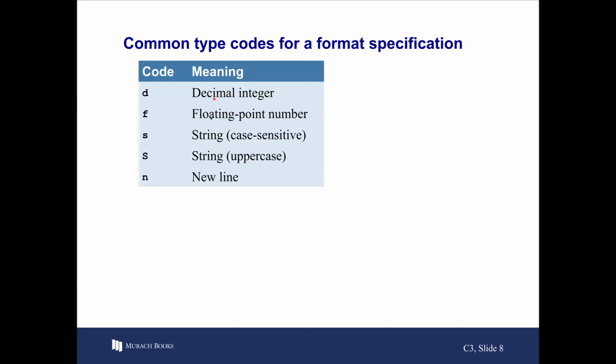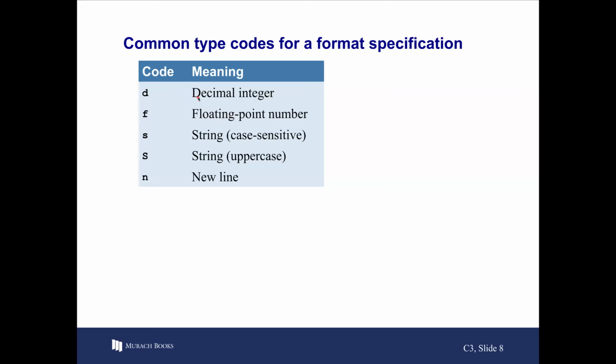You can format decimals, floating point. You can use strings, case sensitive or uppercase, and you can use a new line. We will typically use the F and the S here for doing this, and then we'll use the D. The D in our case will actually be for decimal integer, but this is just an integer value. A floating point would be a double. If we're trying to format something with decimal precision, we would use the F.